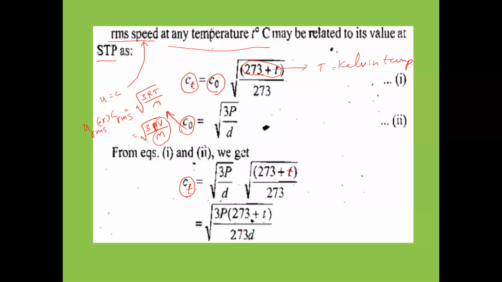So this will be what now here? The formula for calculation of URMS at given temperature T. At T degrees Celsius, the RMS velocity can be calculated by using this formula.